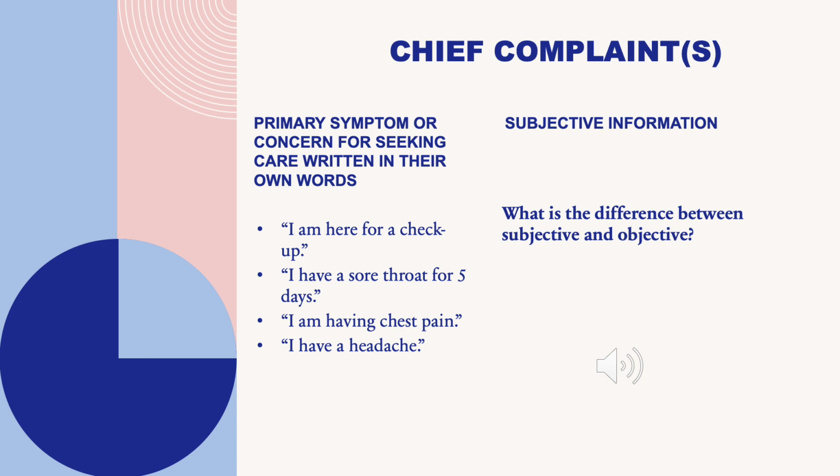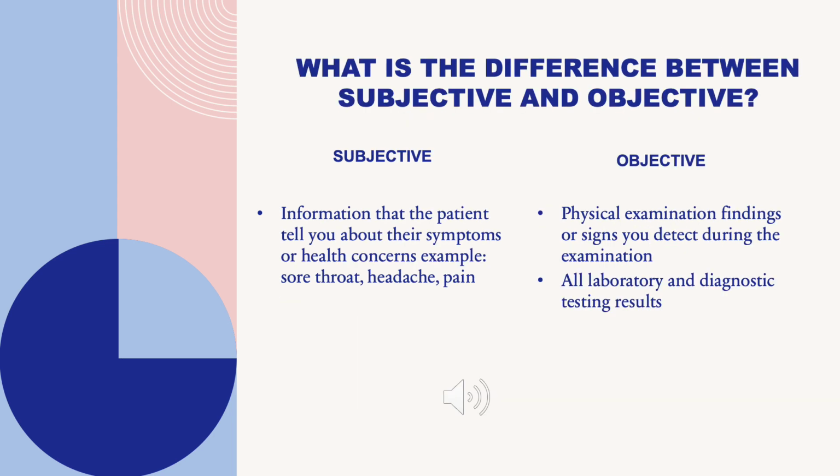What is the difference between subjective and objective? Subjective information includes symptoms, which are health concerns that the patient tells you. Examples include complaints of a sore throat, headache, or pain. It also includes feelings, perceptions, and concerns obtained from the clinical interview, chief complaint, and from the review of systems, sometimes obtained from the chart or the family.